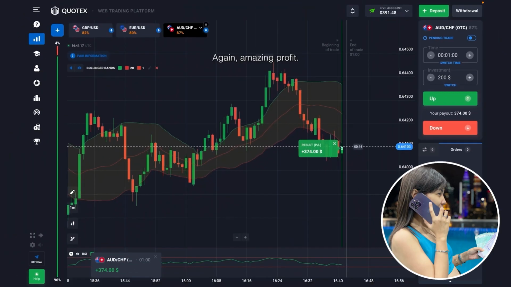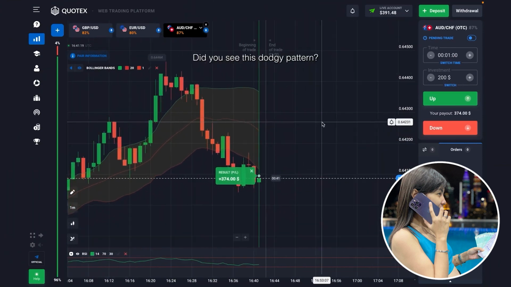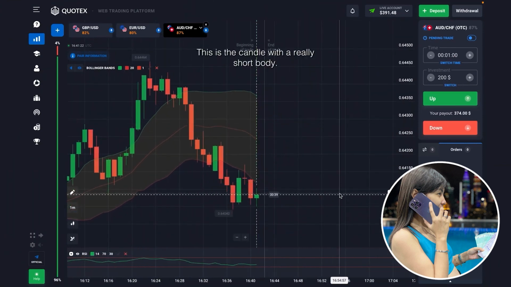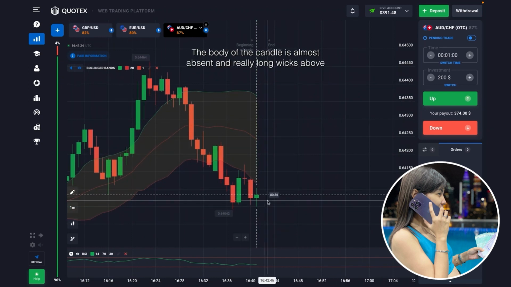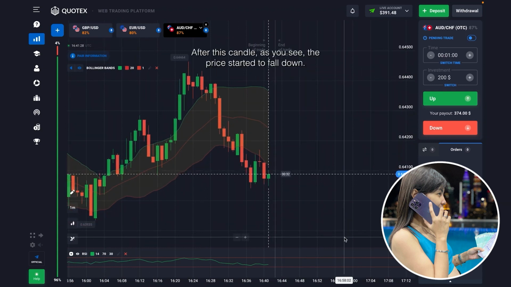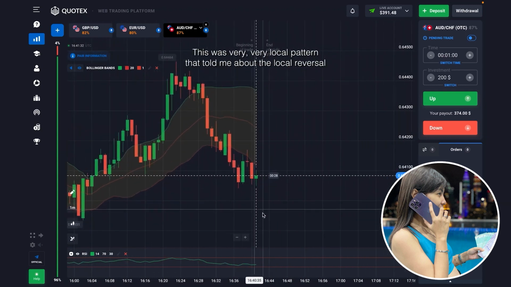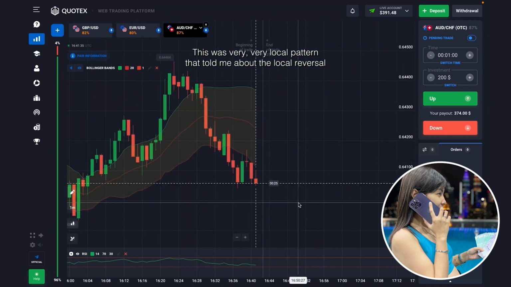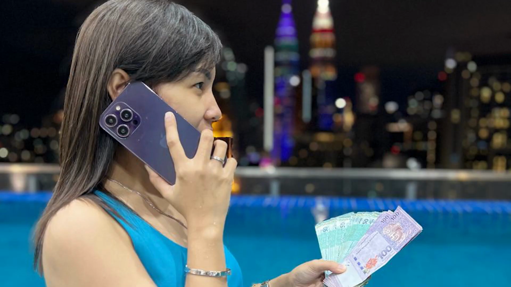And again guys, amazing profit. Did you see this doji pattern? This is a candle with a really short body. The body of the candle is almost upstanding, with really long wicks above and below this candle, and after this candle, as you see, the price started to fall down. This was a really local pattern that told me about the local reversal, and that's why I understood the put option was a really nice idea.